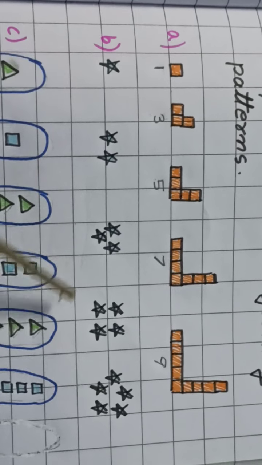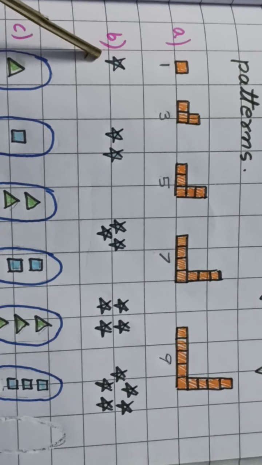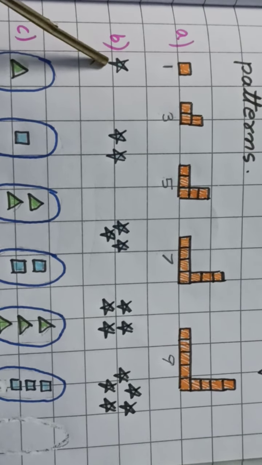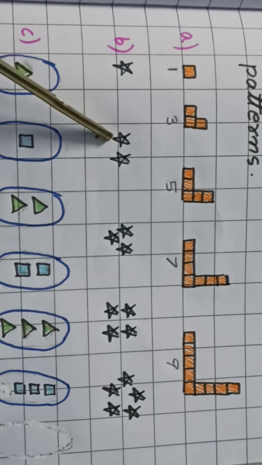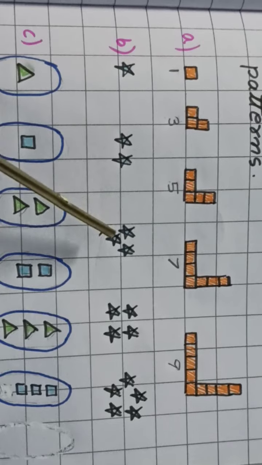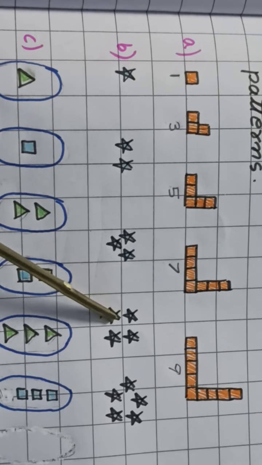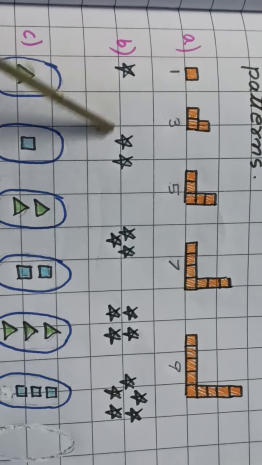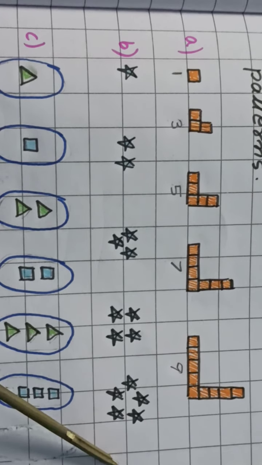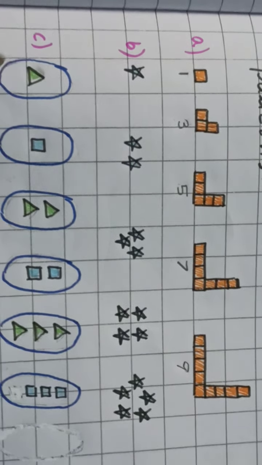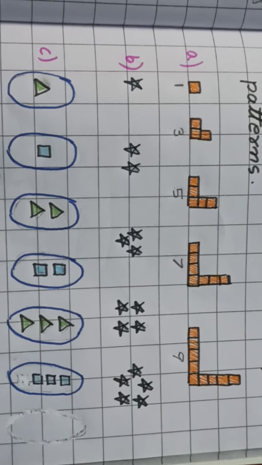Now look at this pattern, children. Here is a star. It is so easy. Here is only 1 star. Then after, you can see here are 2 stars. So 1, 2. Here is 3, 4, 5. So it is growing up. Okay, so next one will come 6 stars. So these all are examples of growing patterns.